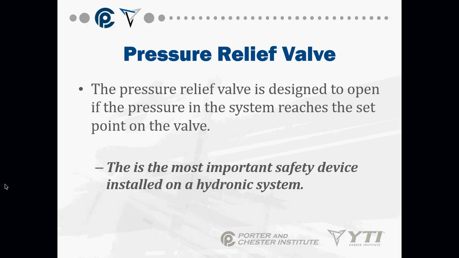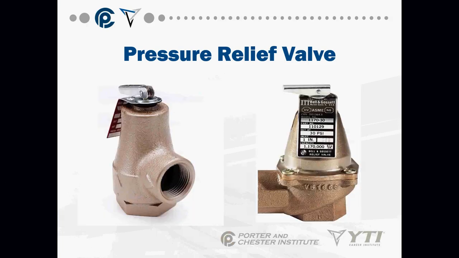Okay, the pressure relief valve is designed to open if the pressure in the system reaches the set point on the valve. And this is the most important safety device installed on a hydronic system. Okay, and that's what it would look like. This guy here will have, or they should have, a nameplate like this on it with a set point. In this case, this relief valve is set to open at 30 psi.